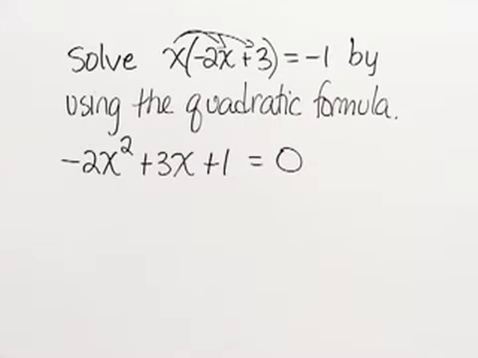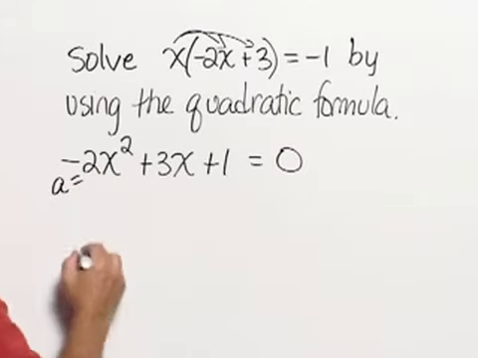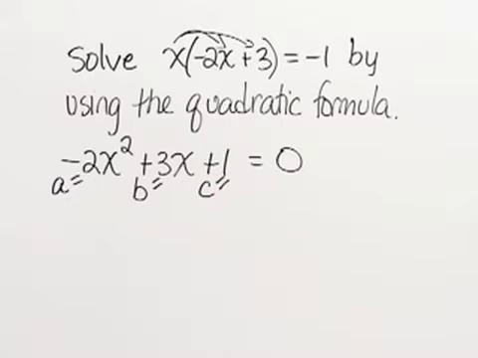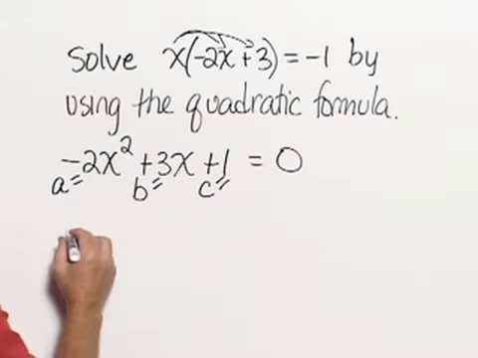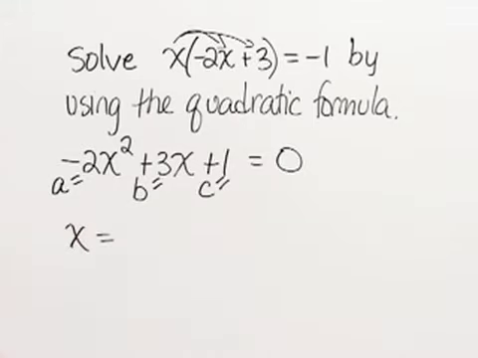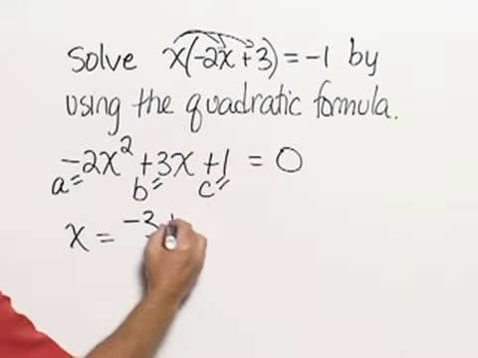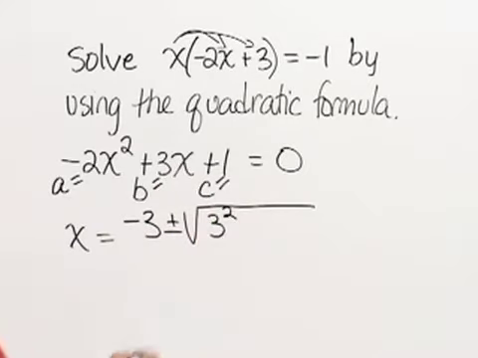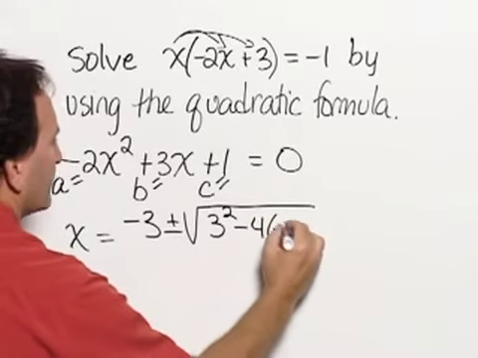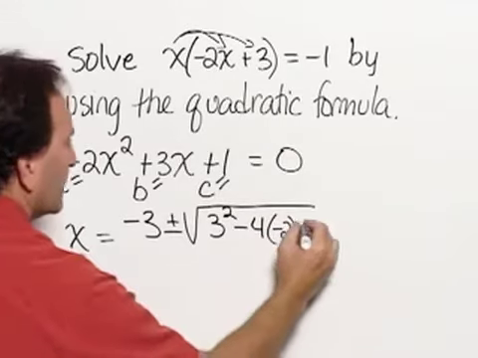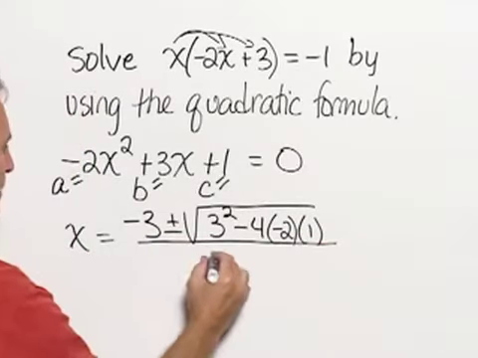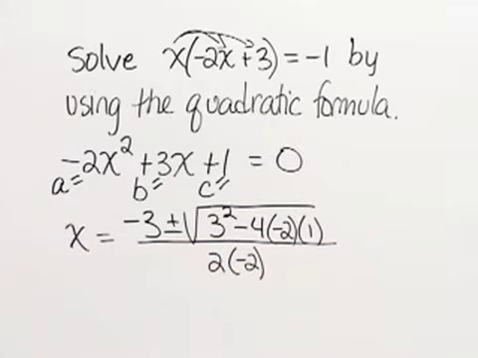equals 0. In this case, a is equal to negative 2, b is equal to 3, and c is equal to 1. So the quadratic formula tells us that x will be equal to negative b, so that's negative 3, plus or minus the square root of b squared, so 3 squared, minus 4 times a, which is negative 2, times c, which is 1. And all of that is divided by 2 times a. So that would be 2 times negative 2.